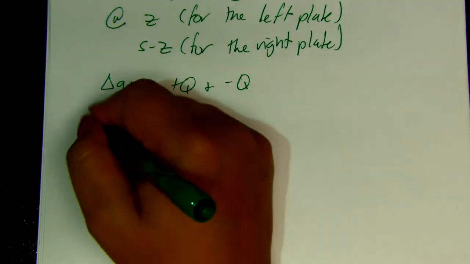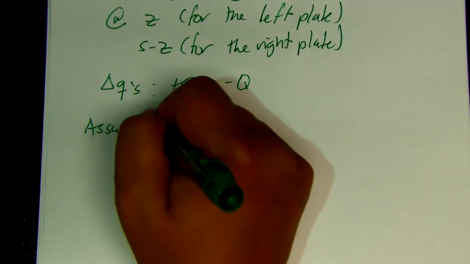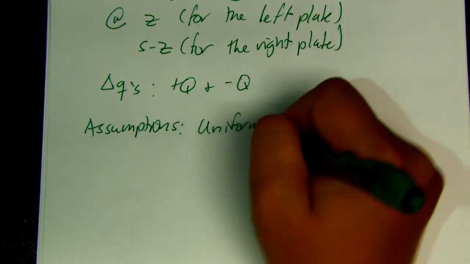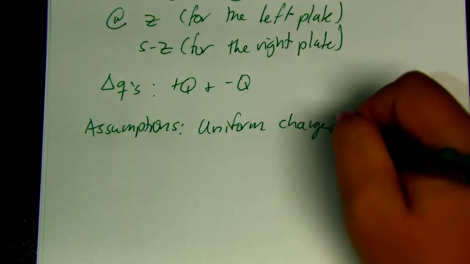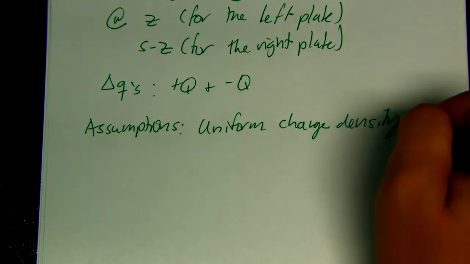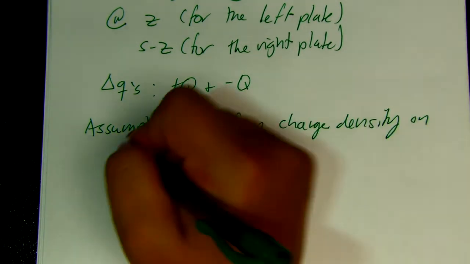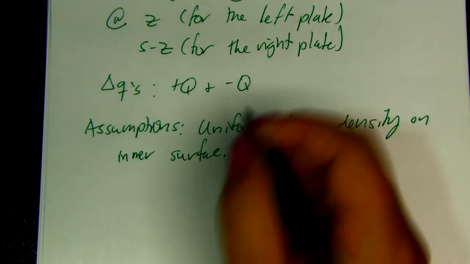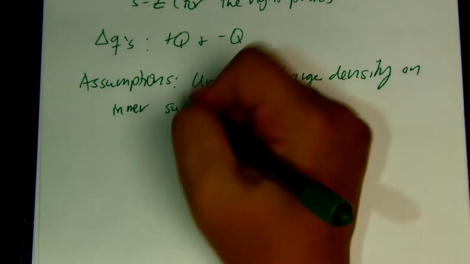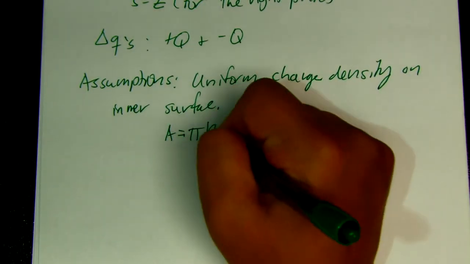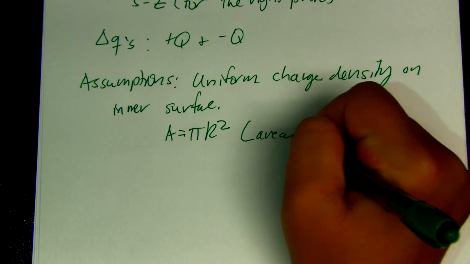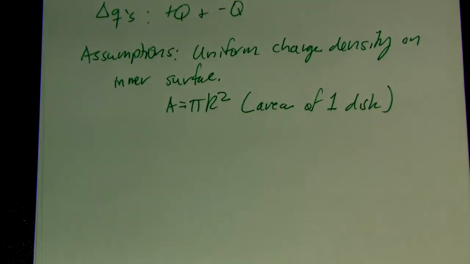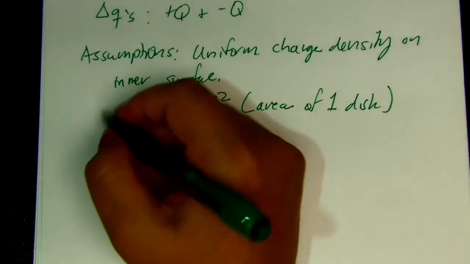And the assumption is that we're going to have a uniform charge density on the inner surface. Okay, so we're going to use area is equal to pi r squared, which is the area of one disk. And now let's look at the contribution of each piece.